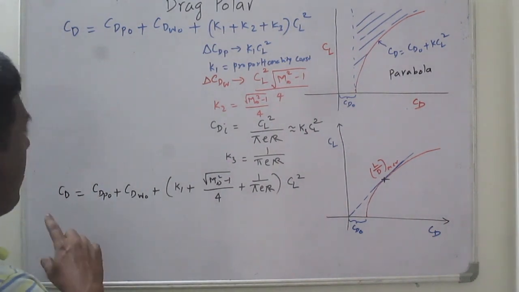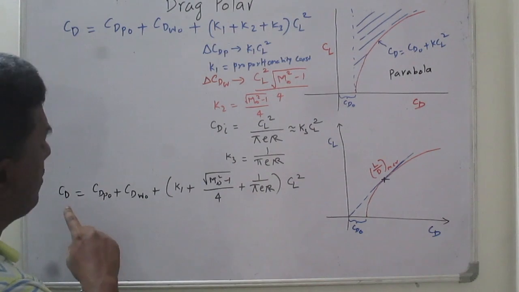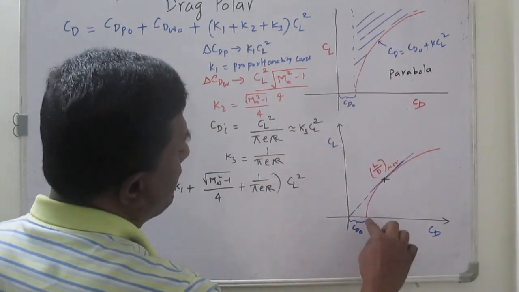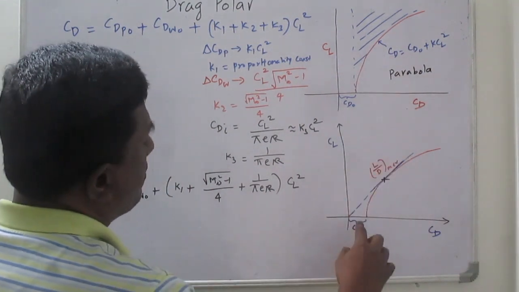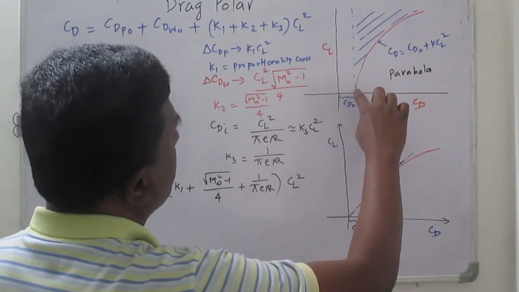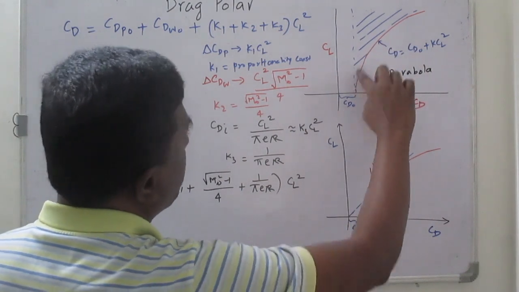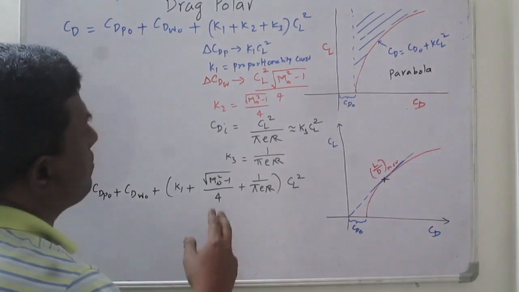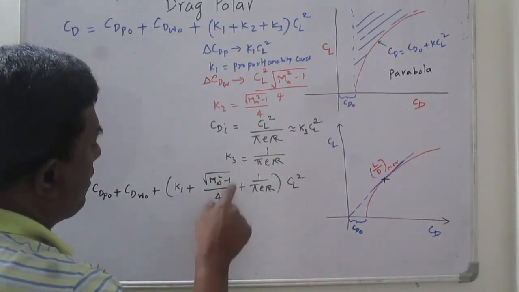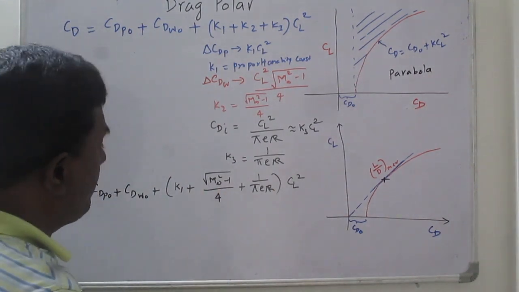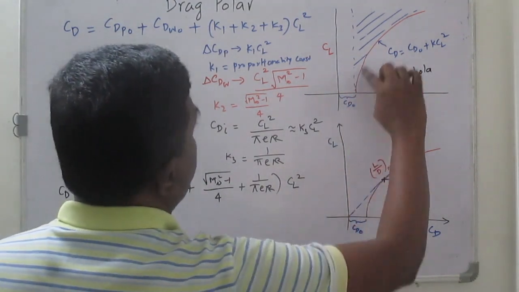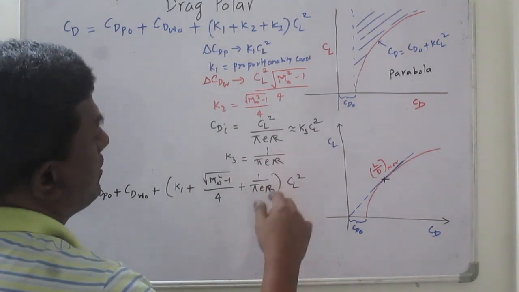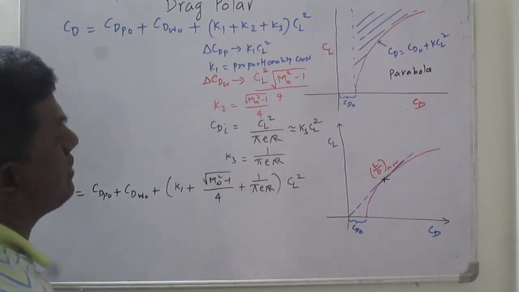So I hope you understand how the drag polar equation plays the major role in defining this curve, and also how it gets slightly deviated because of the compressibility effect. That we need to understand. Because of the compressibility effect, this curve is slightly deviated. It is not purely parabolic in nature. That thing we have to understand.